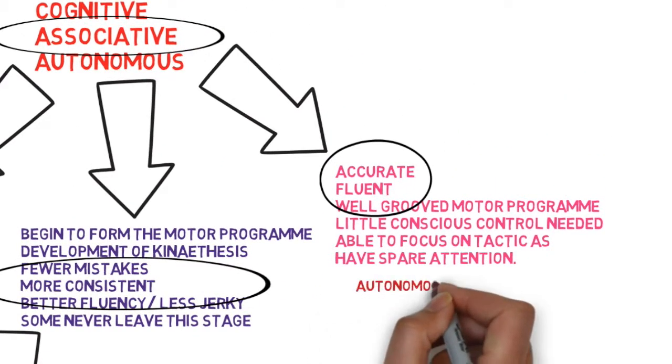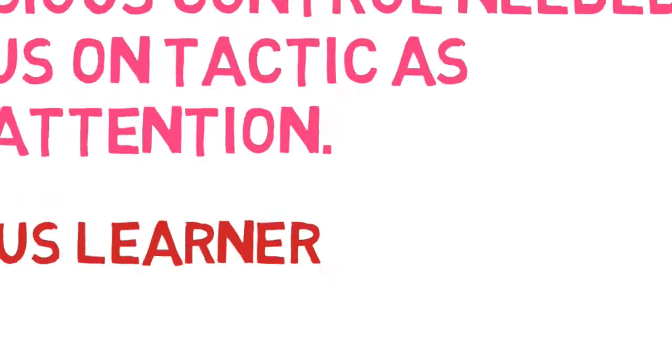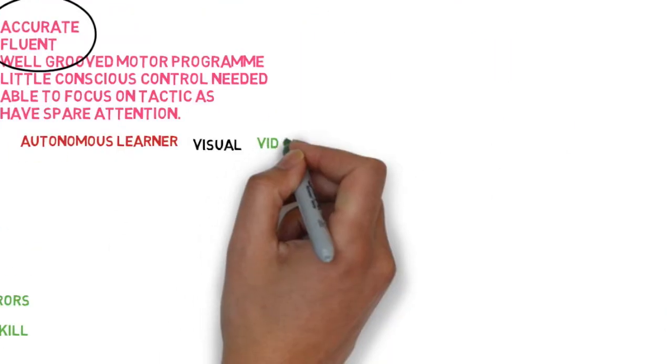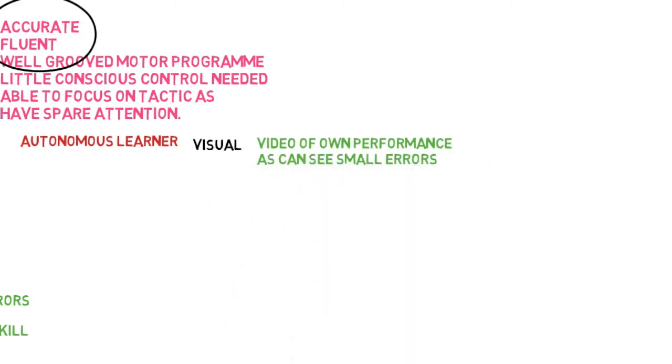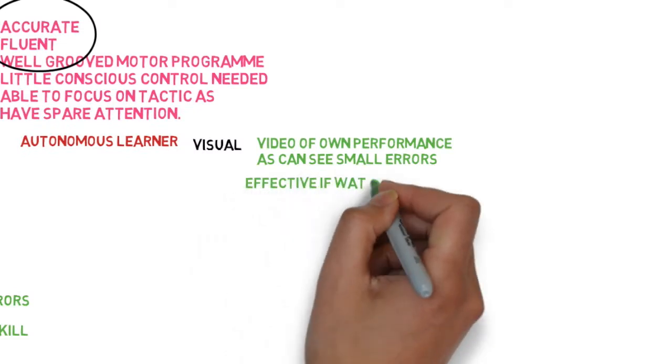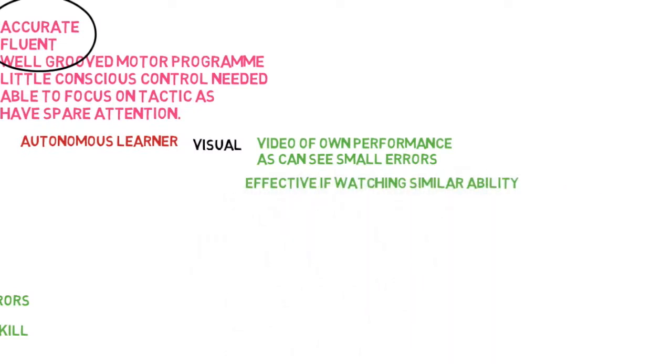Alright, so let's move on to the autonomous learner. So this is the accurate and fluent performer, and let's think of visual. So the video of their own performance would be an excellent idea, wouldn't it? Because then they could highlight the small errors. It's very, very effective, but it has to be watching somebody of a similar ability. You can't then give them someone of a lower ability, or they're not going to learn much from that.